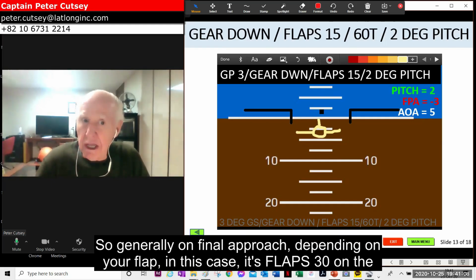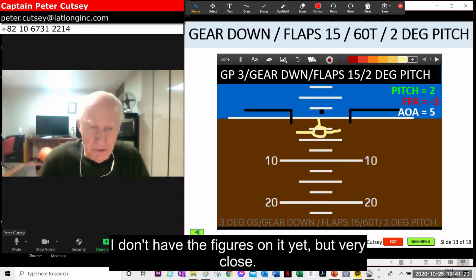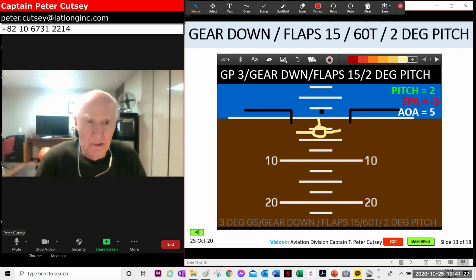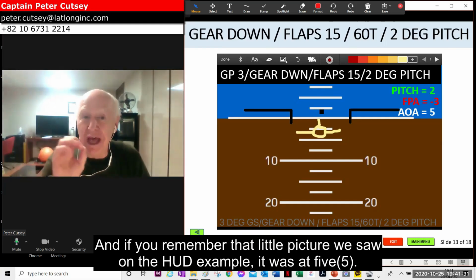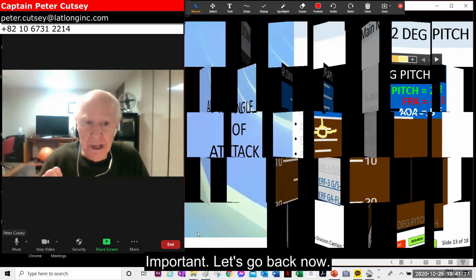So generally, on final approach, depending on your flap, in this case it's flaps 30, on the 737NG or on the MAX should be very close. I don't have the figures on it yet, but very close. You're looking at an angle of attack of 5. And if you remember that little picture we saw on the HUD example, it was at 5. Okay, so important. Let's go back.